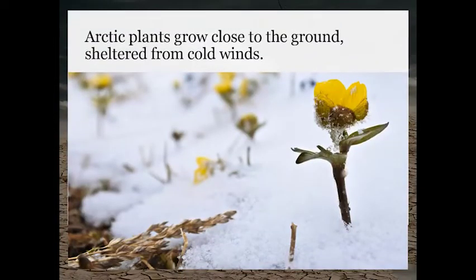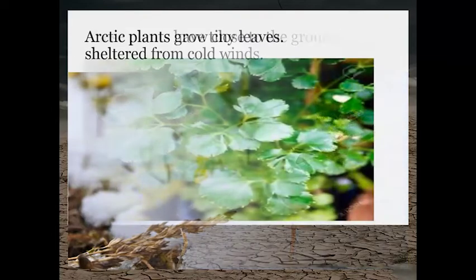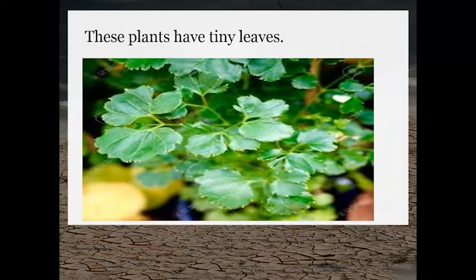Also, we have plants that live in the Arctic, as we have plants that live in the hot desert. But the Arctic plants grow close to the ground. And why do you think the plants over there grow close to the ground? Because in the Arctic, we have a very strong cold wind, and if these plants grow taller, the wind can move them from one place to another. The stem can break down, they will get lost and they will die, of course. So these plants grow close to the ground to stay sheltered, to stay safe from the cold wind. Also, these plants have tiny leaves.